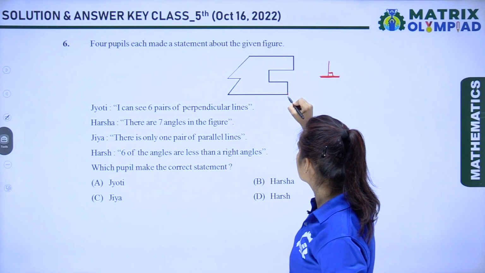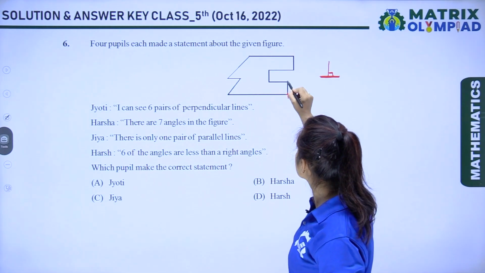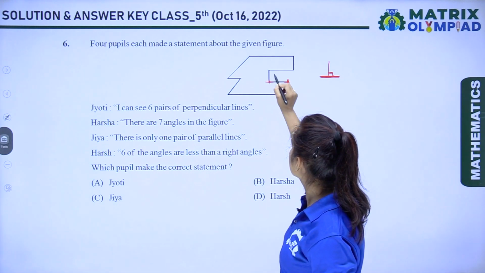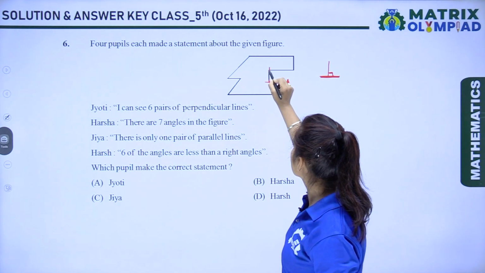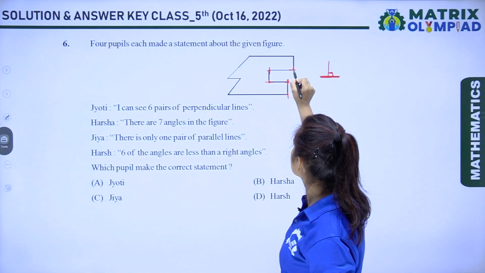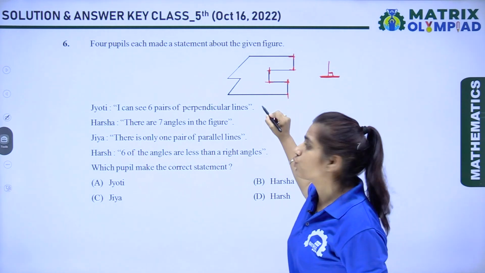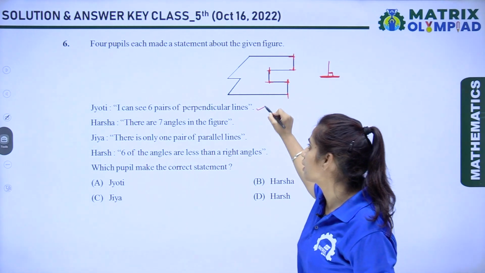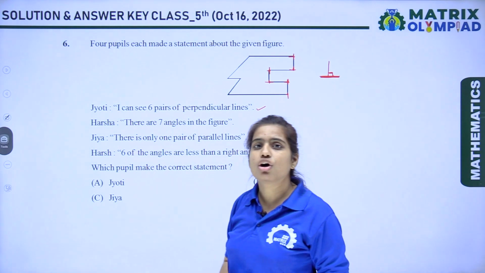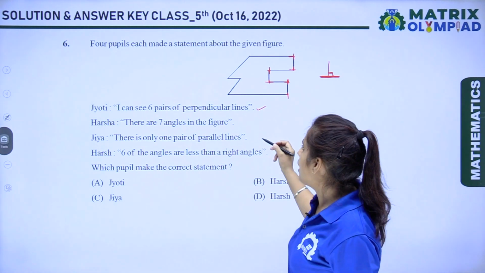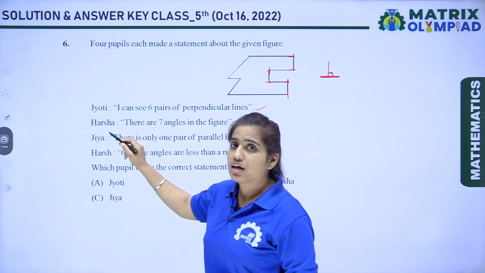So here we get 1, 2, 3, 4, 5, 6. Yes, Jyoti is telling the correct thing. There are 6 pairs of perpendicular lines. Now the next, Harsha.